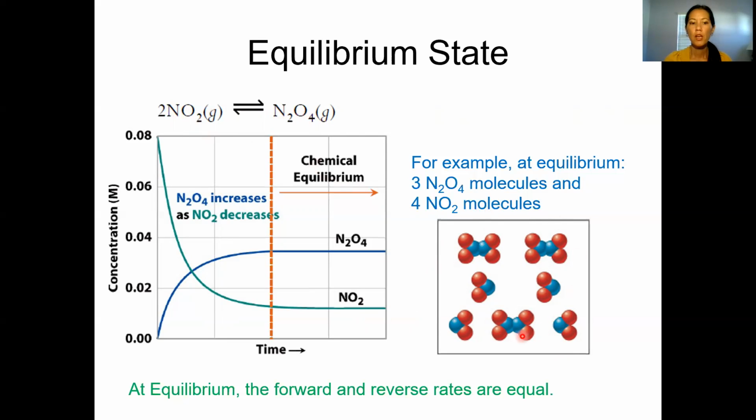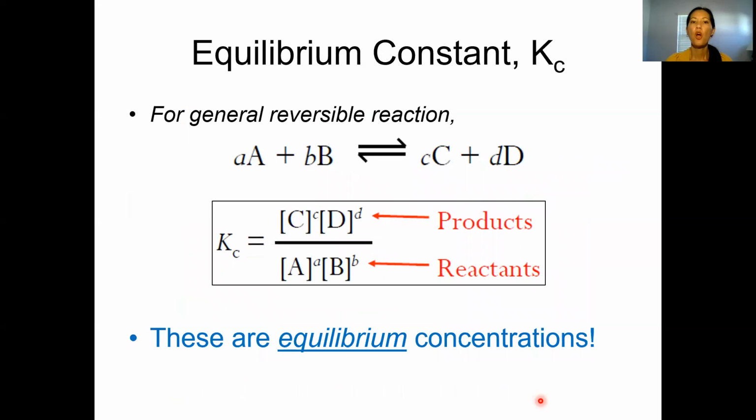One really important thing to talk about is the rate, basically how fast these are occurring. If we're going to keep this at a steady amount, then at equilibrium, the forward and reverse rates are equal. We can describe those concentrations using what's called an equilibrium constant.